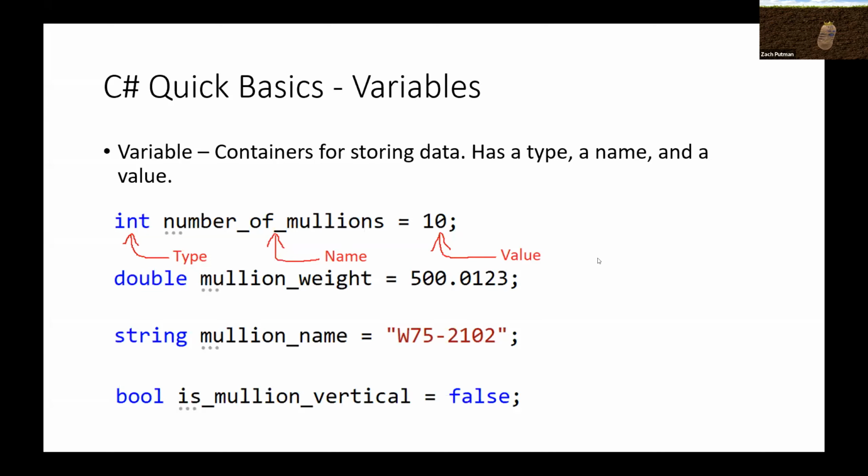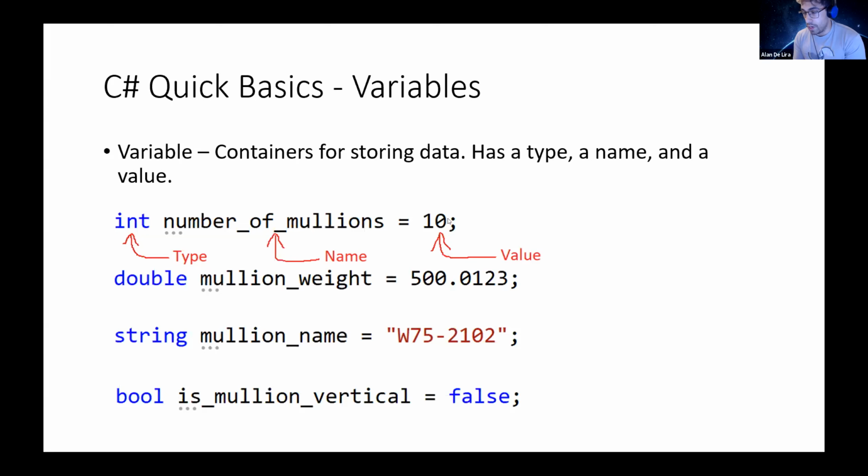So basically what I was saying before, sorry guys, my internet sucks. A variable is basically like a container where you can store data. And as Zach was saying, this type is an int, or integer value. It can store only a certain type of value, in this case an integer. So a whole number, 1, 2, 3, 4, 5, 6, 7, 8, 9, 10. In this case, you have a variable called number of mullions, and it's storing a value of 10.